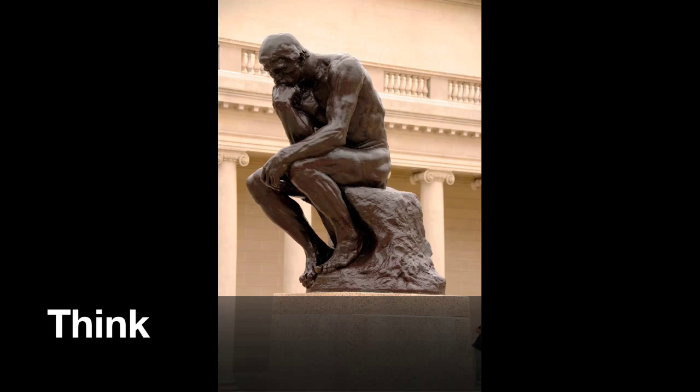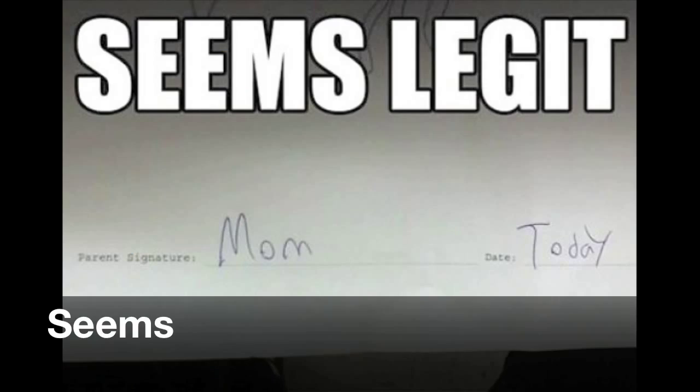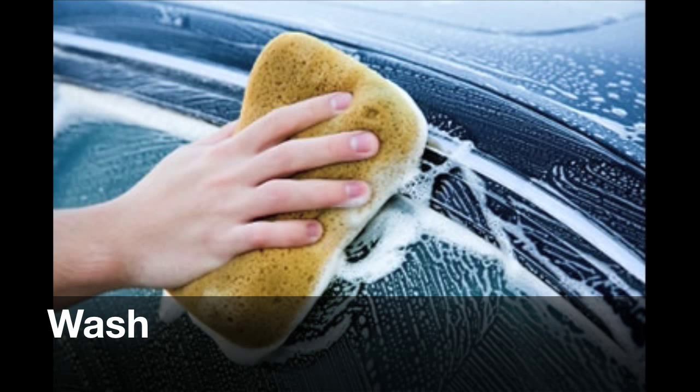All right, the sign for think. You just point to your head like something just popped into your head. So think. All right, the sign for plus or positive. So a positive attitude or plus or minus. So it's plus. All right, the sign for seams. The sign for seams is like a princess wave. You bend your hand and it moves back and forth like this. So seams.